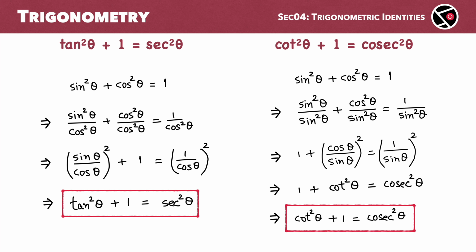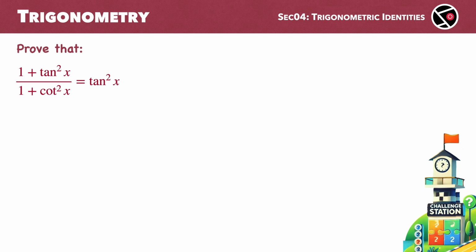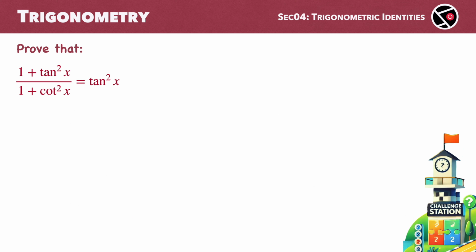With this, we have reached the final part of this section, the challenge station. We have to prove that 1 plus tan² x divided by 1 plus cot² x equals tan square x. Please pause the video and give this problem a try.